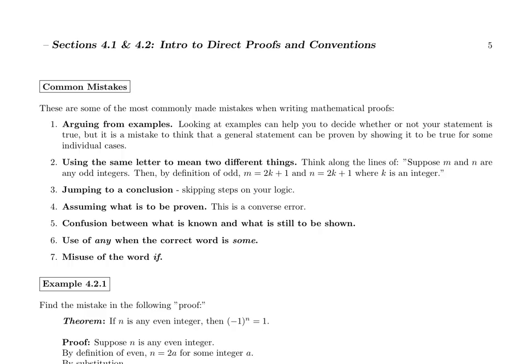We're going to wrap up sections 4.1 and 4.2 with some common mistakes and an example on finding an error in someone else's proof. So some common mistakes that happen, and I have seen all of these happen. The first one is arguing from examples.